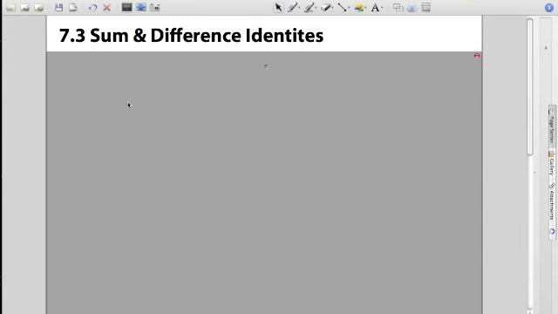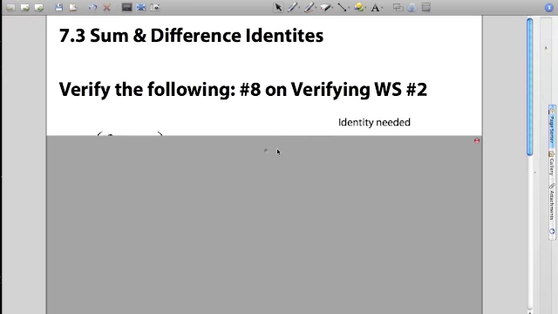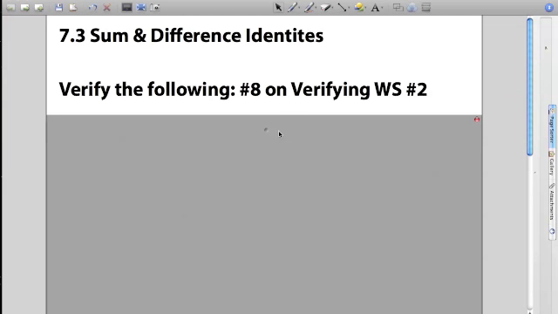This is another verify, but we're going to be using the sum and difference identities to complete this one. If you look at your worksheet, we're going to be working with number 8 on the verifying worksheet number 2.